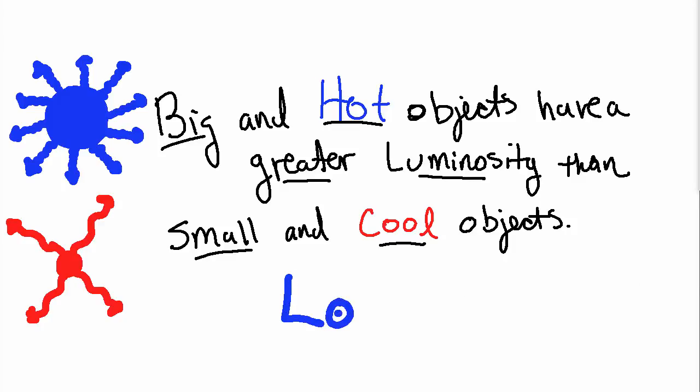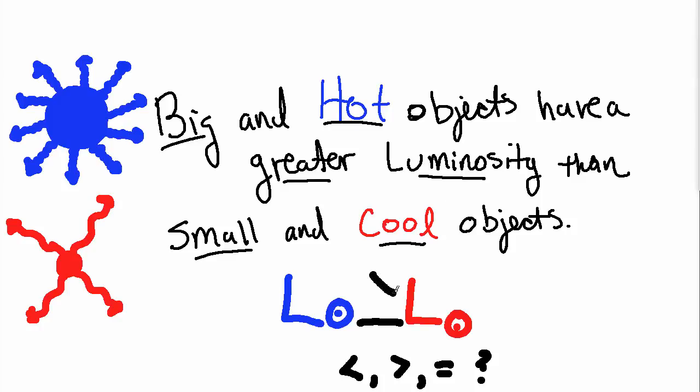So if we were going to compare the luminosity of the blue object to the luminosity of the red object, which of the symbols less than, greater than, or equal should go into that spot? And the answer is that the luminosity of the blue object is greater than the luminosity of the red object.